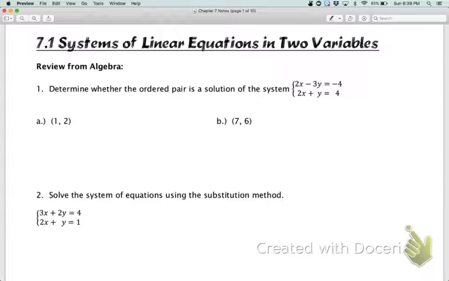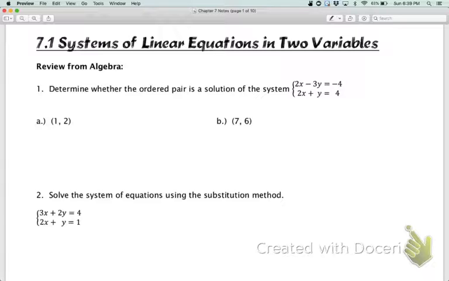All right, over the next couple of lessons, we are going to be looking at systems of equations. We're going to start by looking at systems of linear equations. And this first video is going to be a quick review of what you learned in Algebra 1 and Algebra 2 about solving systems of equations.